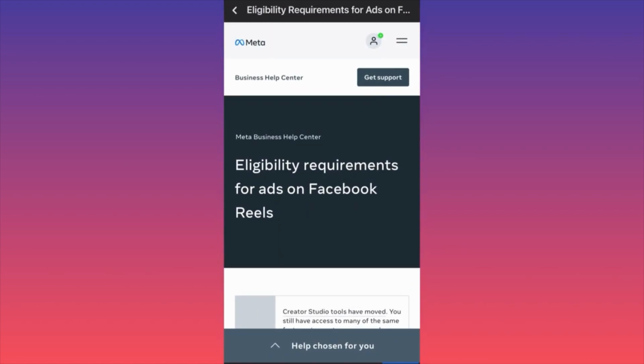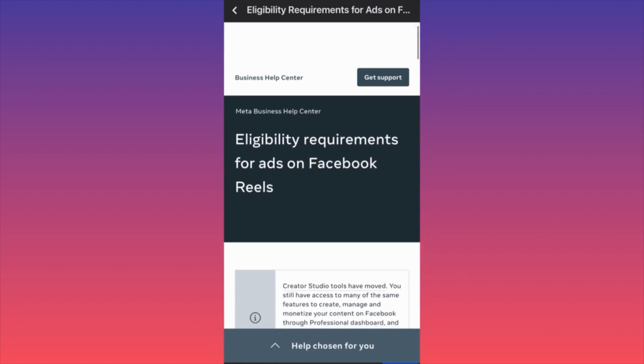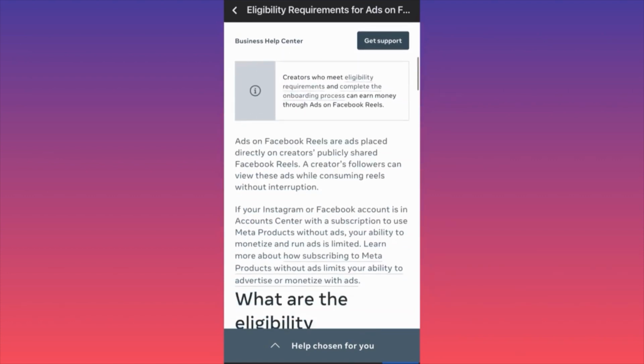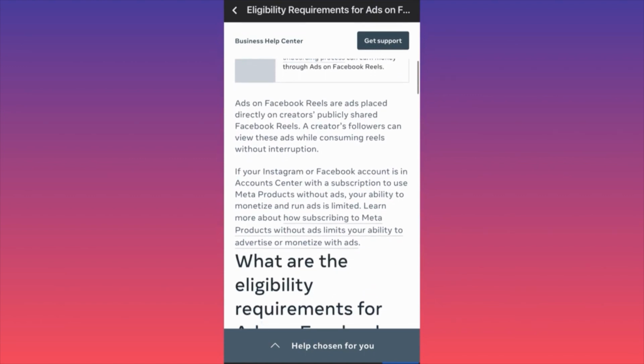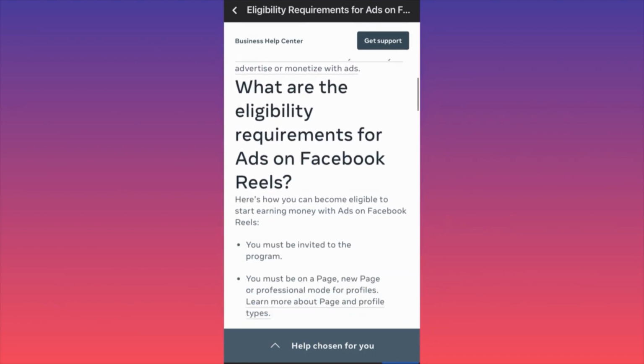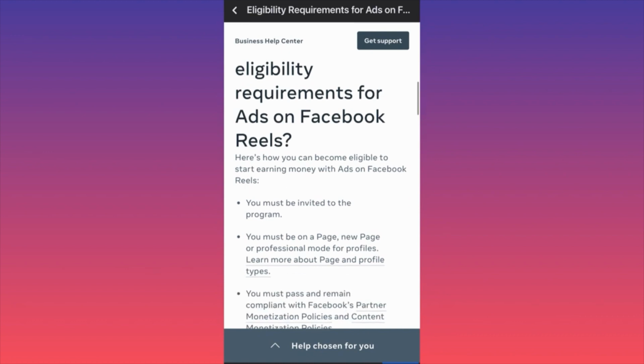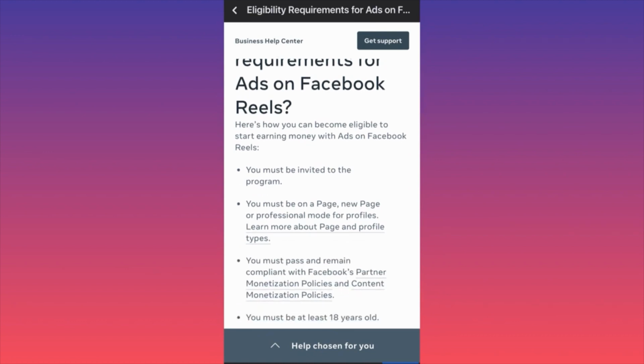First thing that you want to do, you want to come over here to the Meta Business Help Center. And I want you to look at the search bar: eligibility requirements for ads on Facebook Reels. Then I want you to scroll down and you will find that there are particular requirements. The eligibility requirements for ads on Facebook Reels. First thing is that you must be invited to the program. I think this is very disappointing, but let's see what they're looking for so they can actually invite you.